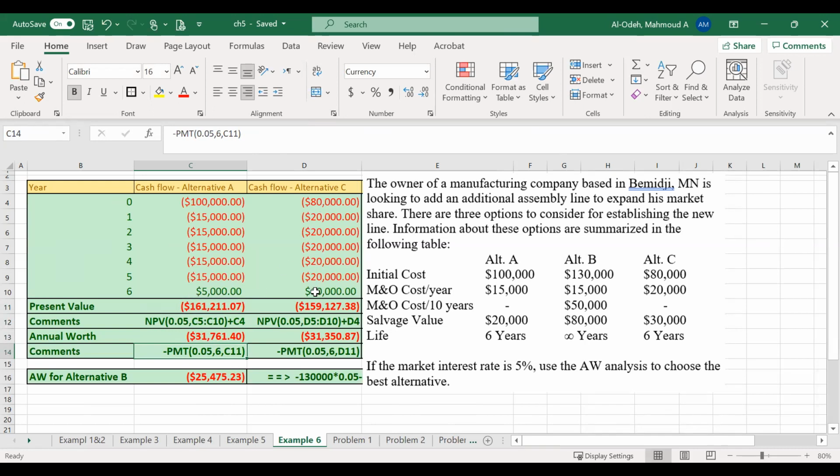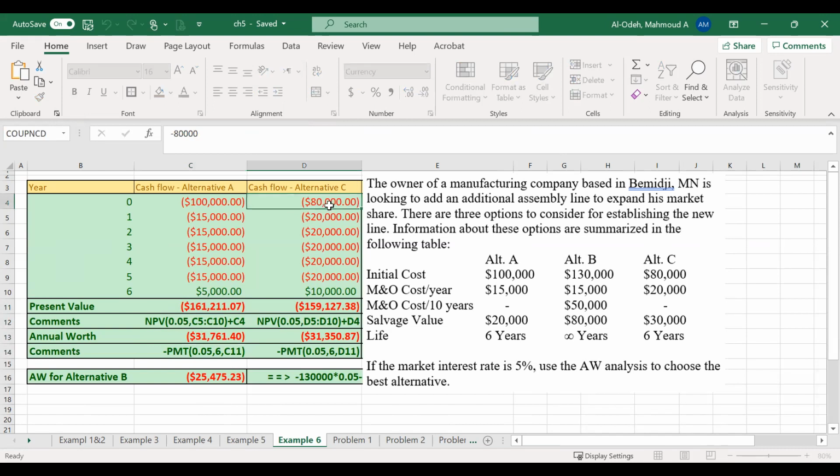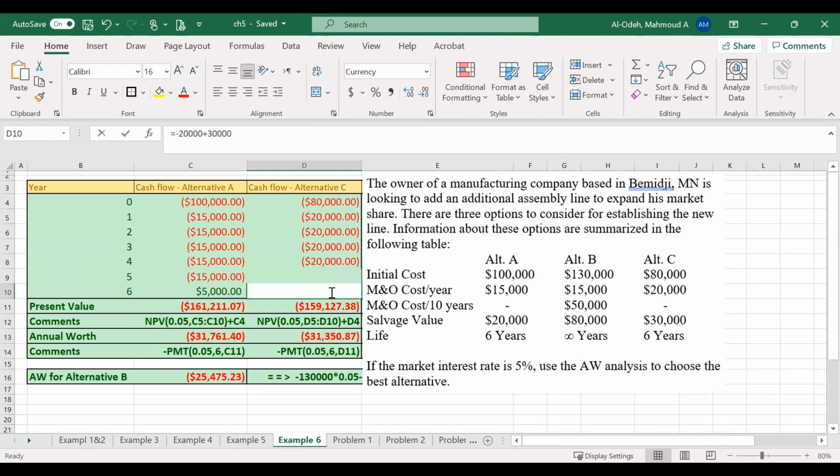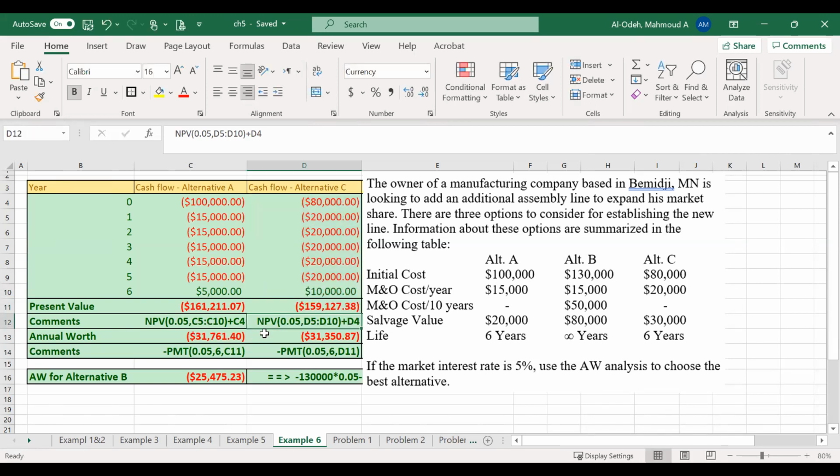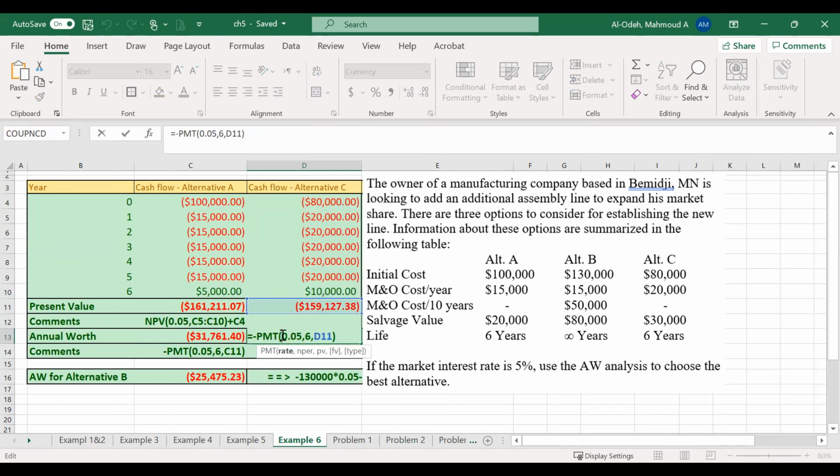Both of them will last for 6 years, 80,000 for C, and then 20,000 the maintenance and operational cost per year. As you see, this has happened every year. Year 6 is where you include the salvage value of plus $30,000, and that will give you a net cash flow for year 6 of $10,000. Now you use the NPV function, 5%, select all these values from 1 to 6, add to that year zero, and then find the present worth for that alternative.